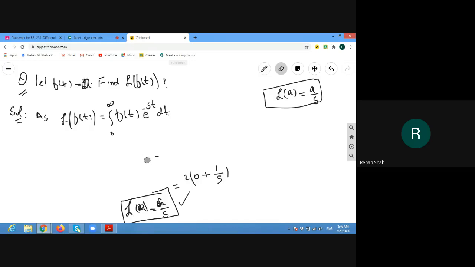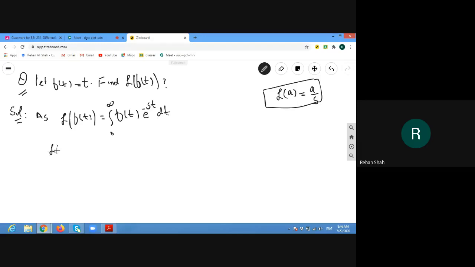Now if you have f of t equal to t, we are now converting polynomials. Suppose f of t is t. If you put the value of f of t as t, you will get the integral from 0 to infinity.